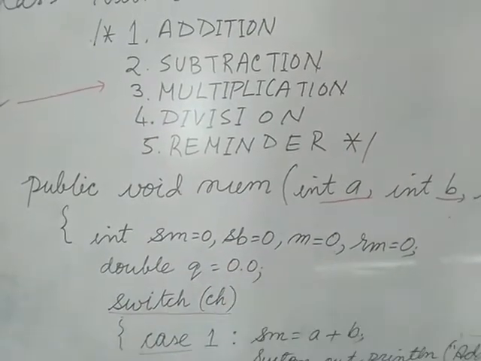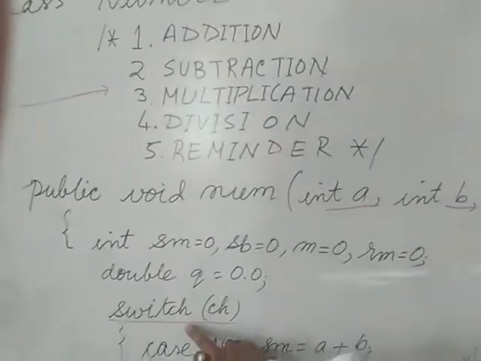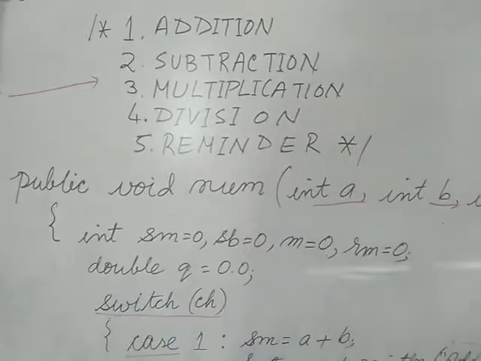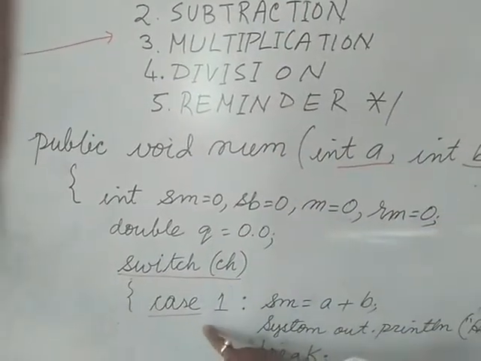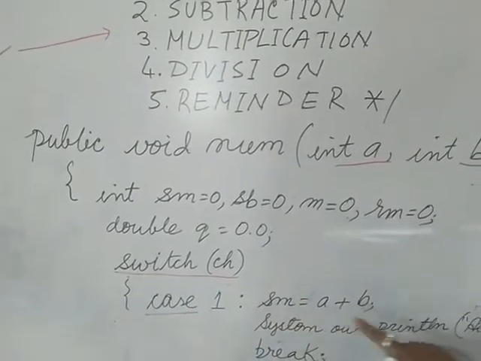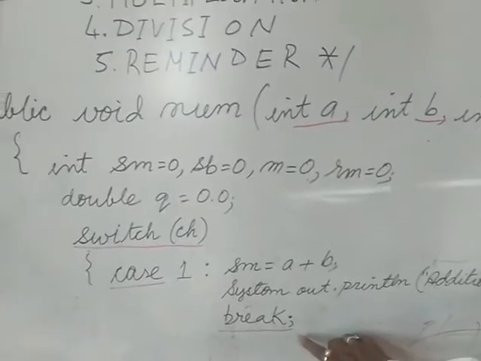Now I am starting the program with switch. Switch is a keyword. Now switch keyword, CH, the choice. Next, the first is addition. I'll perform the job of an addition. So SM equal to A plus B. Then I'm displaying the number, then break.